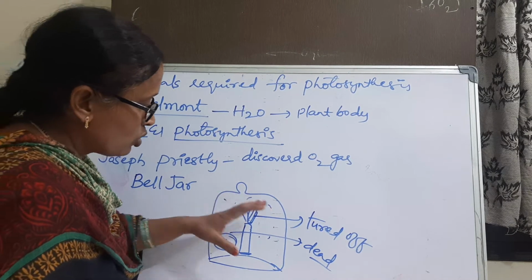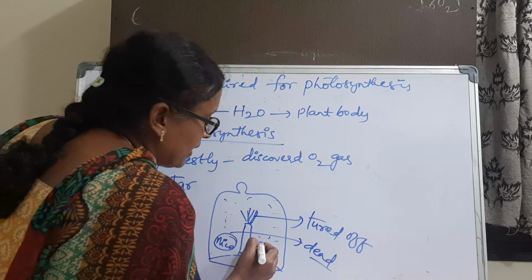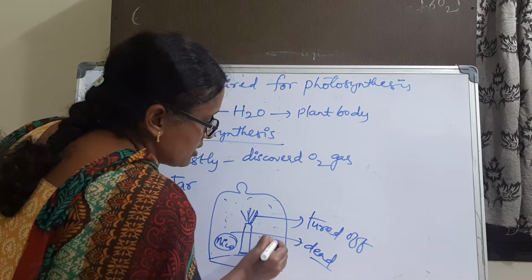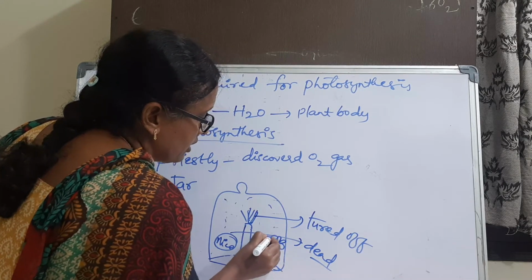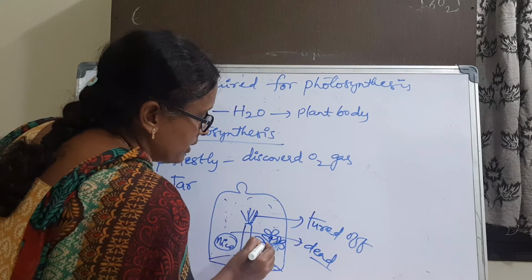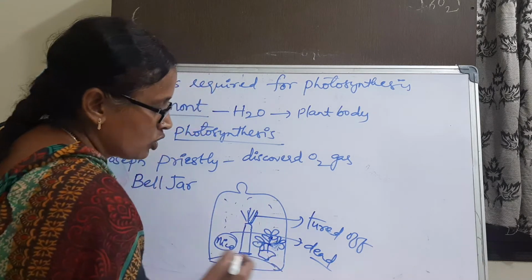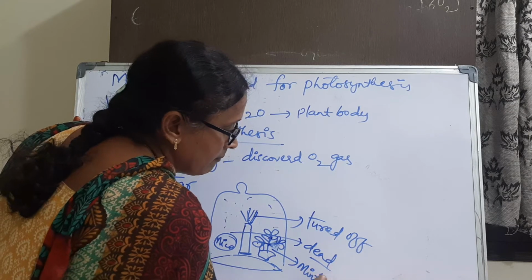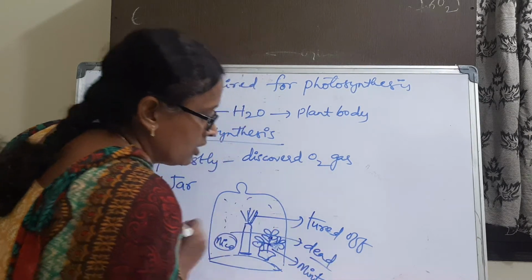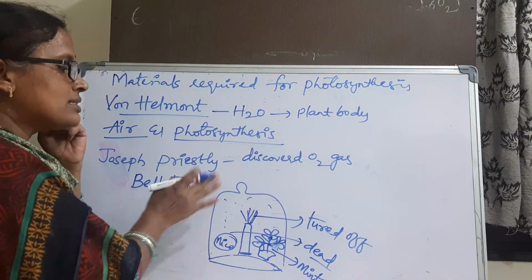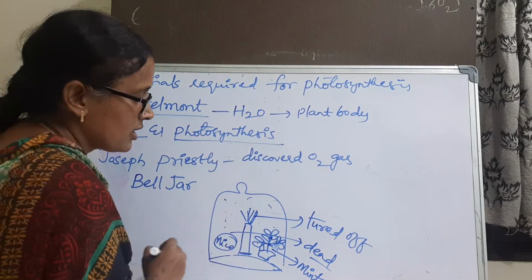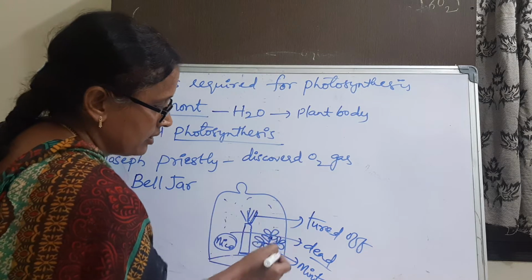And next he placed a small mint plant. When he placed the small mint plant, he observed that. This whole setup is outside in the sunlight. So when he placed it in the sunlight, this is the glass bell jar.